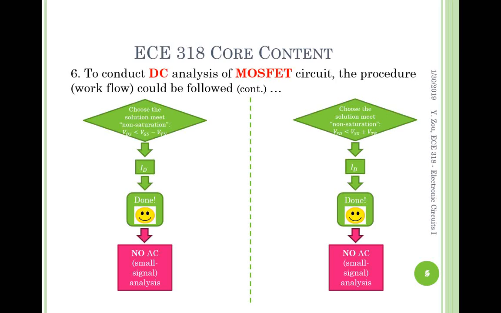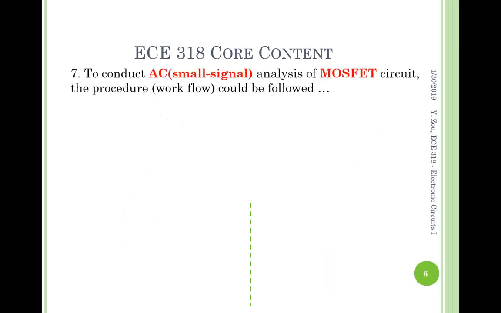Okay, that's all about the DC analysis of MOSFET circuits. Now it is the turn for AC small signal analysis. So obviously, based on the calculated ID, and if it is in the saturation region as well, we go ahead to find out the so-called small signal parameters, like gm, the transconductance, and r0, which is the output resistance between the source and drain.